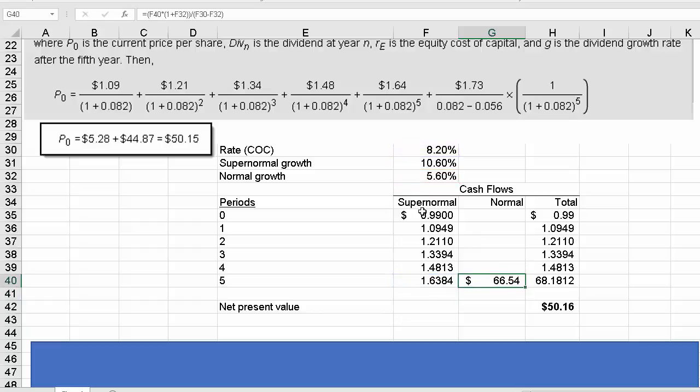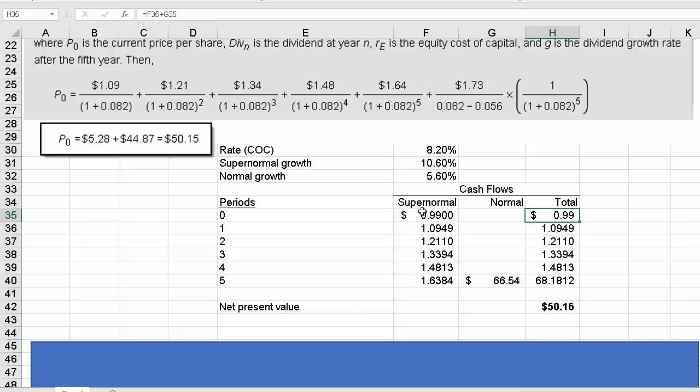And that right there gives us the value at the end of period 5 of all the cash flows that will accrue to us from period 6 to infinity. Okay, assuming we're going to have that 5.6% rate. And the proper way to show that and to discount it is to say, okay, so at the end of period 5 that would be worth $66.54. Then we need to add all those cash flows together.